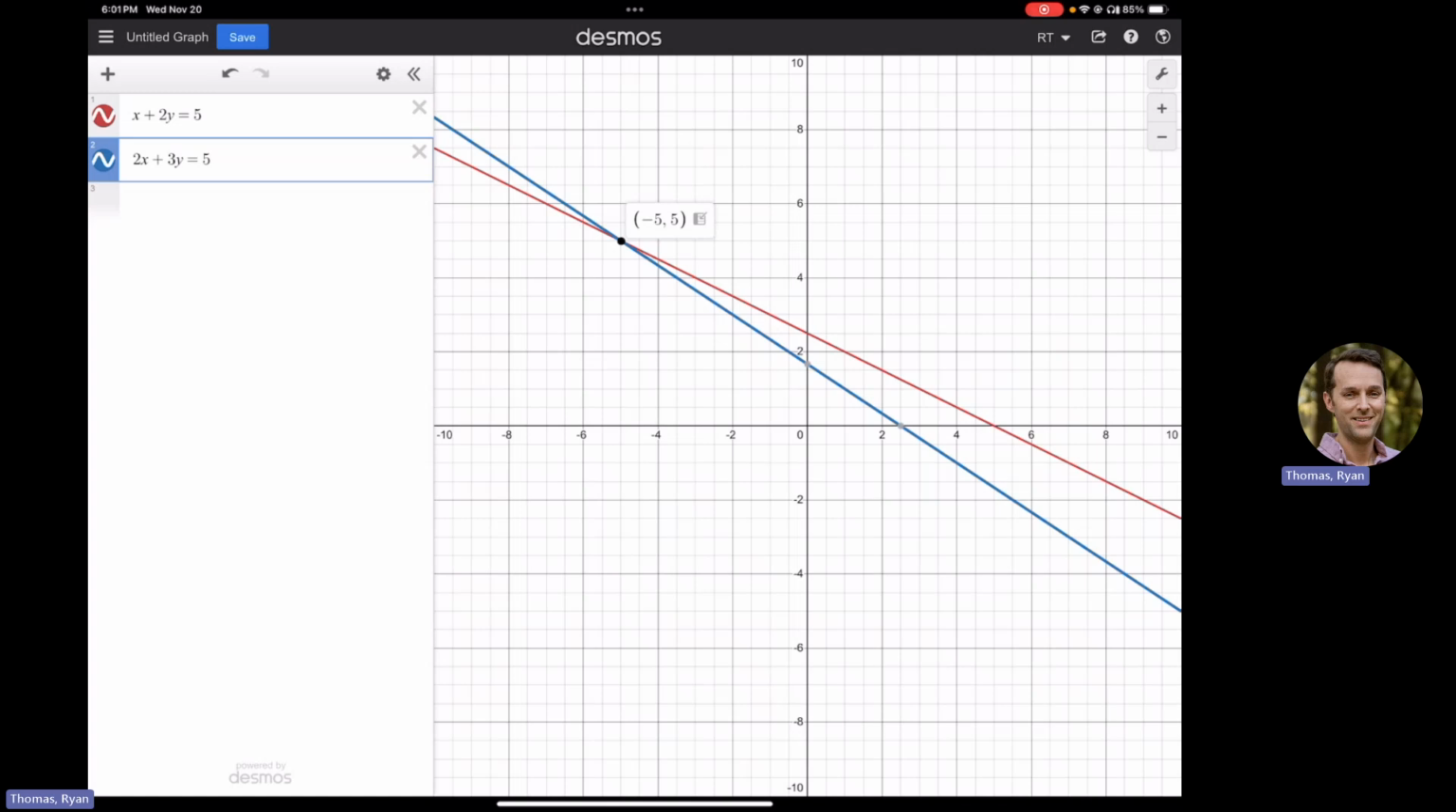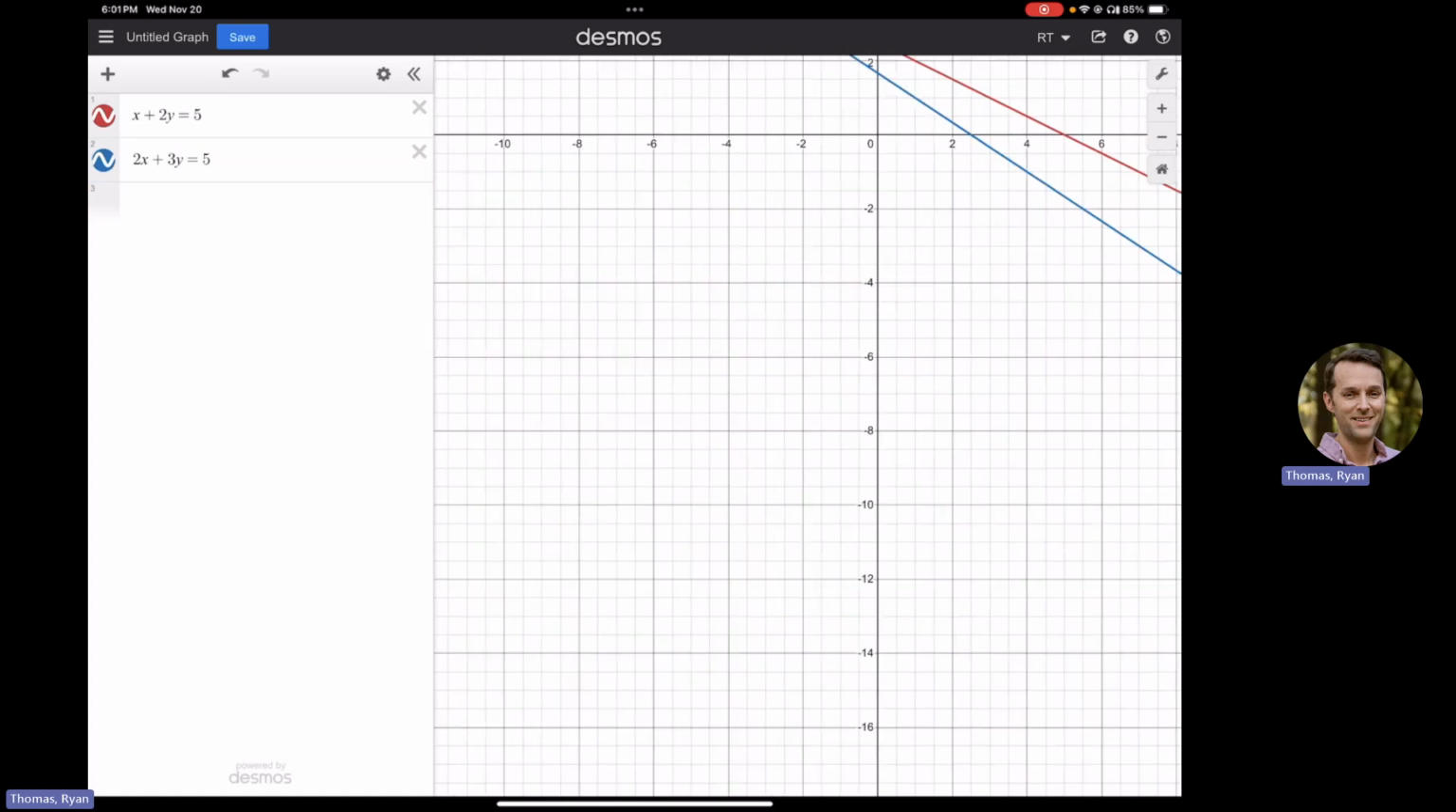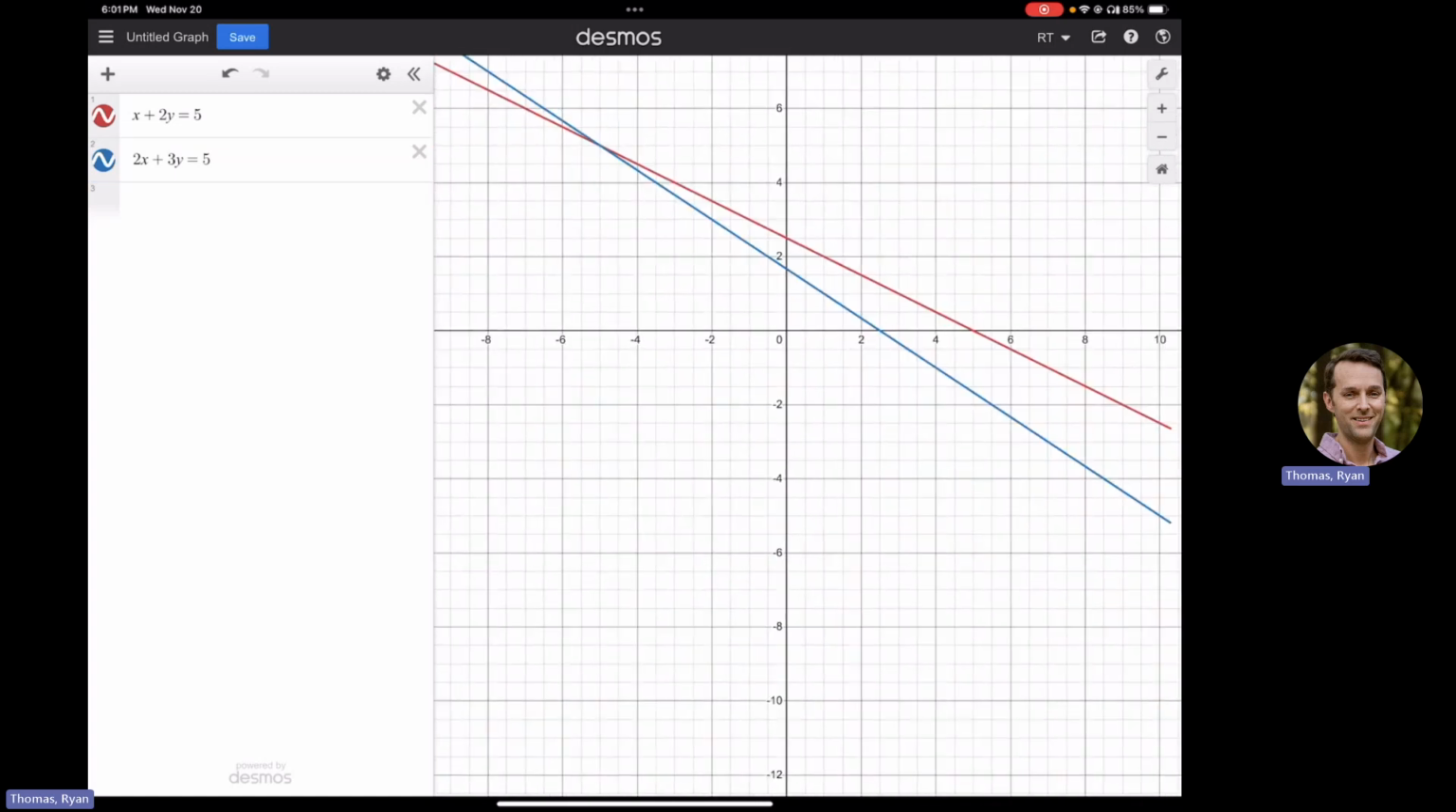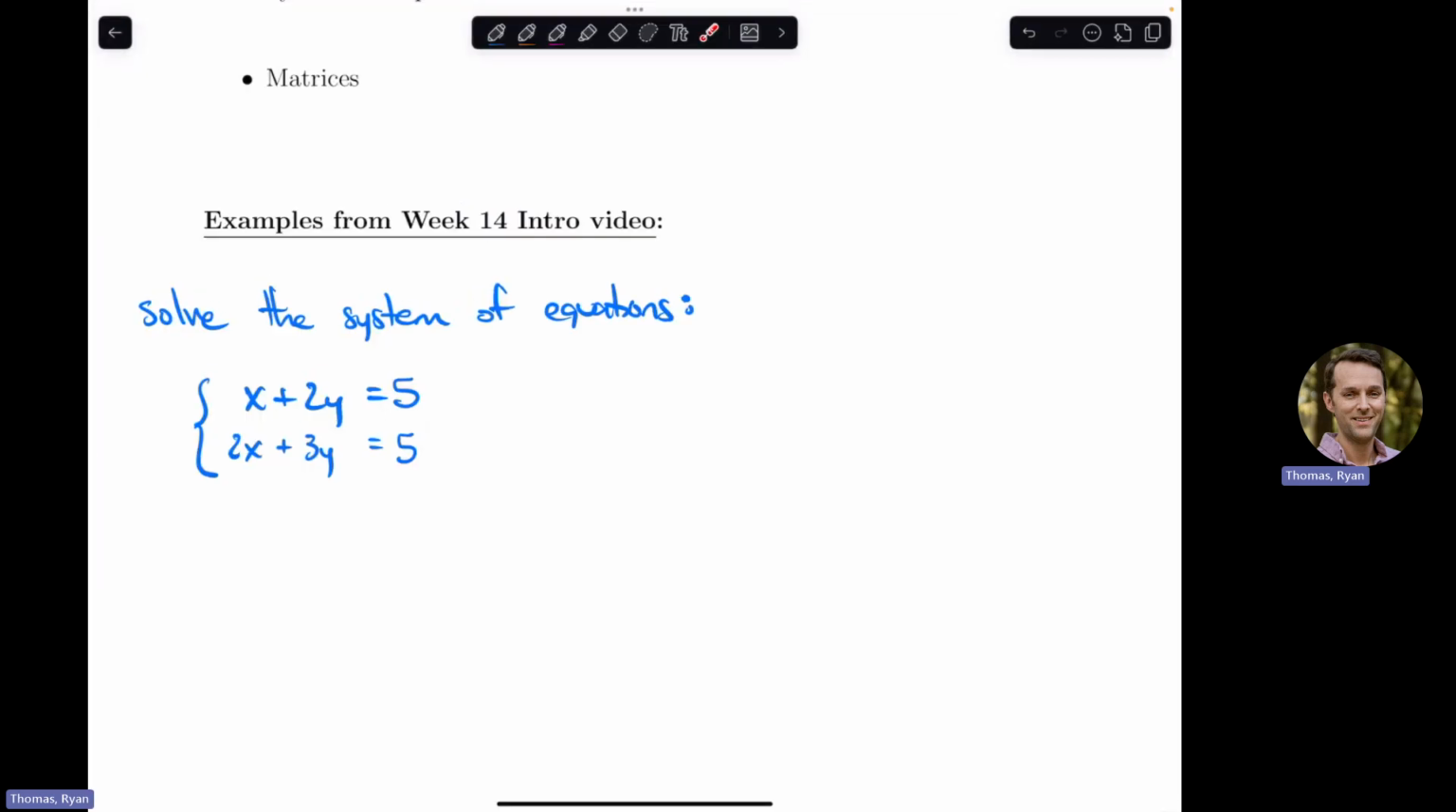Looking at the lines, that's going to be the only solution because everywhere else they're moving further apart, right? If we move out from that point at -5, 5. So that's the solution. I'll just make a note of that. Obviously, we're going to need to figure out how we get there other than just typing it into Desmos. But that is the solution. Always good to know where we're going.